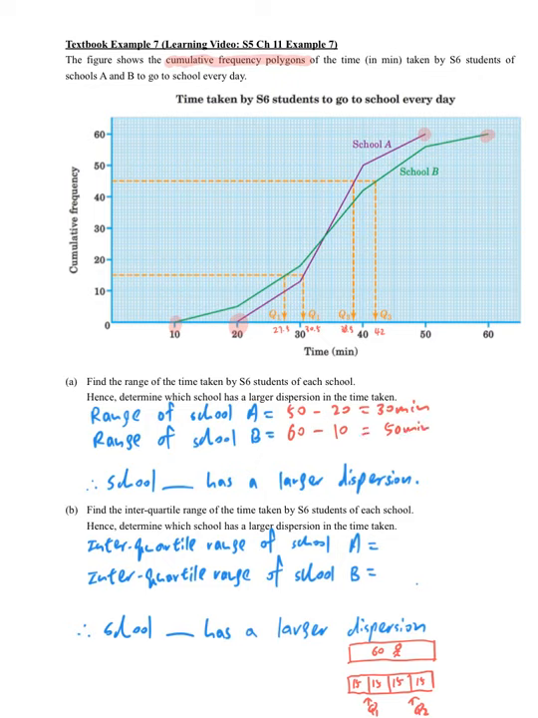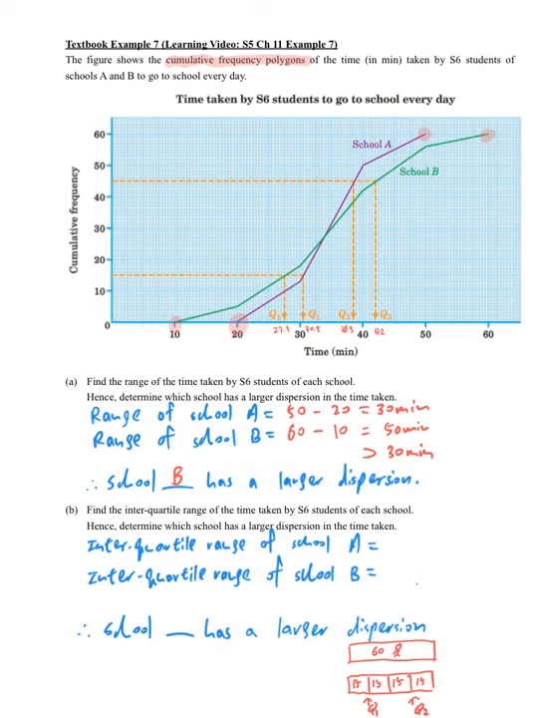And you are asked to determine which school has a larger dispersion in the time taken. So you can look at the range. 50 is larger than 30 minutes, which means that the data set in school B got a larger dispersion. The data is more far away. That's why school B has a larger dispersion.